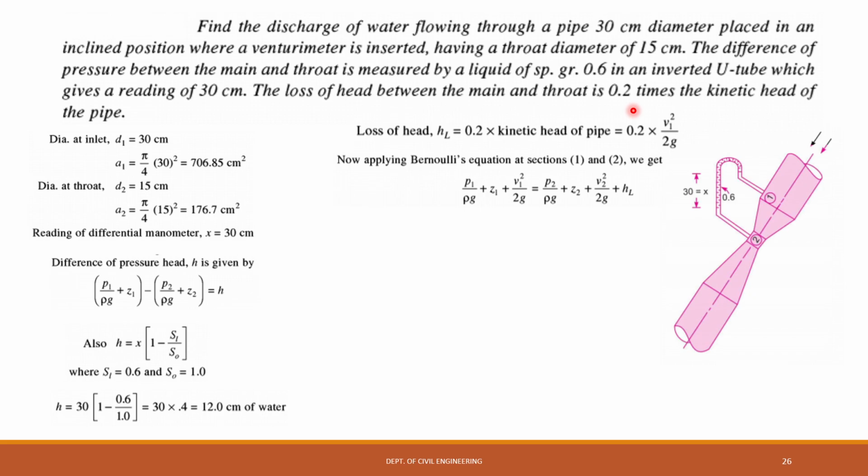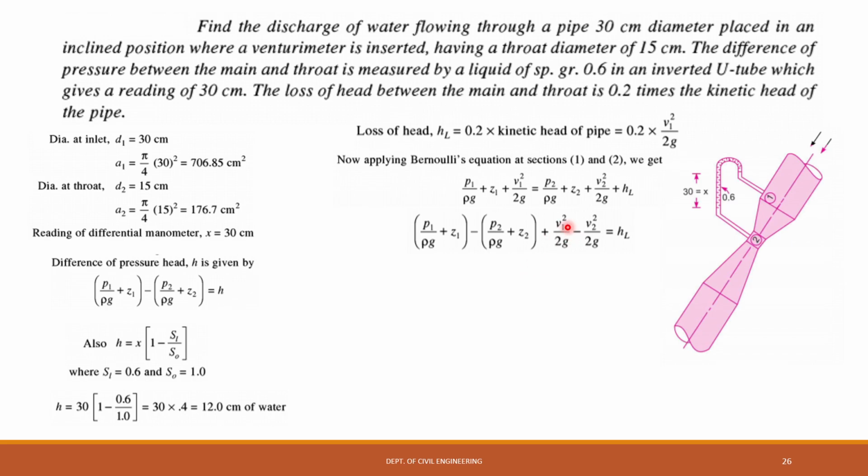Now we are applying Bernoulli's equation at section 1 and 2. In Bernoulli's equation there are three terms: the pressure head, the datum head and the kinetic head. So at section 1, we have P1 by rho g plus Z1 plus V1 square by 2g is equal to, at the second section at throat, P2 by rho g plus Z2 plus V2 square by 2g plus HL. There is a loss, so that loss should also be included in the Bernoulli's equation.